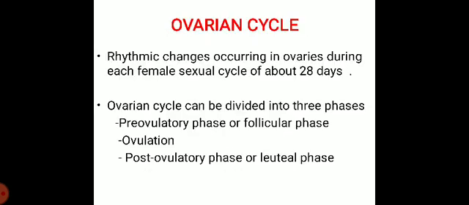Now the ovarian cycle. The ovarian cycle is the rhythmic changes occurring in the ovaries during each female sexual cycle of about 28 days. During each cycle, a single mature ovum is released from the ovary. These ovarian changes depend on the gonadotropic hormones, the hormones released from the anterior pituitary, that is follicle stimulating hormone and luteinizing hormone.